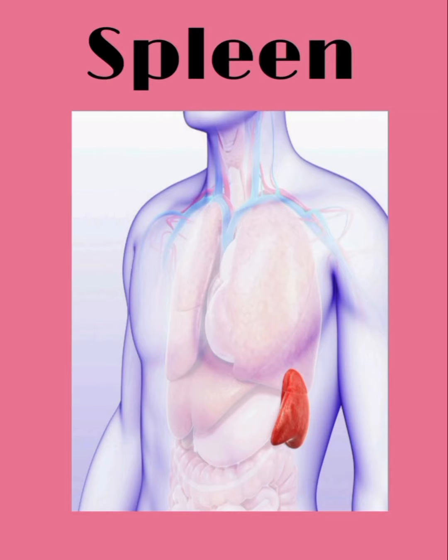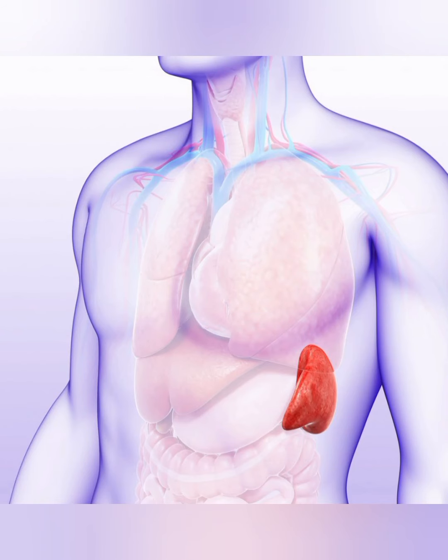Today we will see the spleen: its location, its borders, surfaces, its relations, peritoneal and visceral, and its blood supply. So here we go with the location. The spleen is located on the left side of the abdomen, just below the diaphragm.